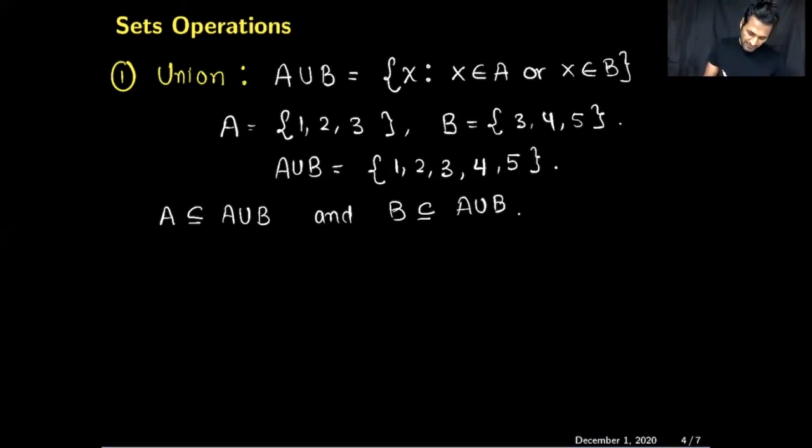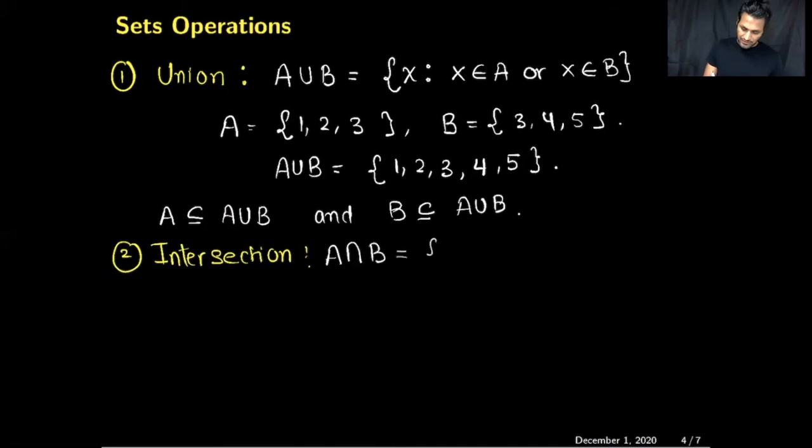The second operation is intersection. The notation for the intersection of two sets is A cap B, and it is written in mathematical notation as all the elements, let's suppose x, which are in A and which are also in B. So basically we take all the elements which are common between A and B.